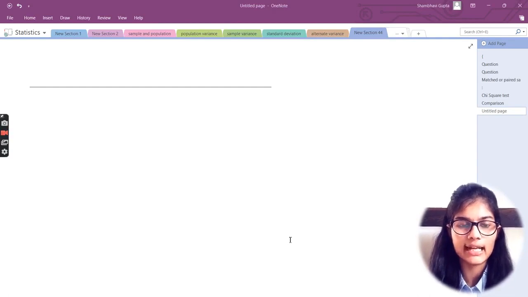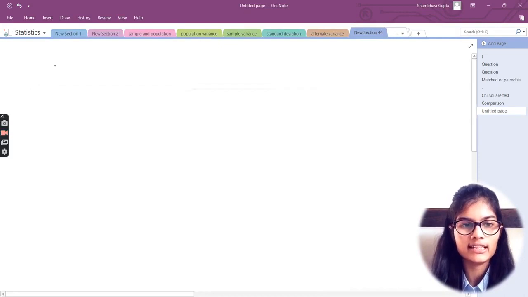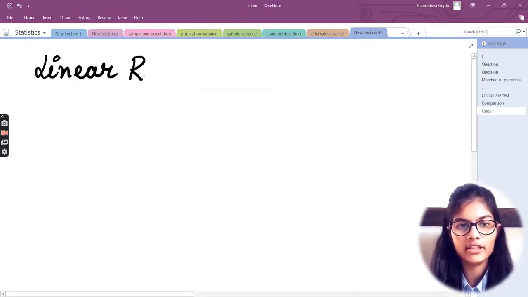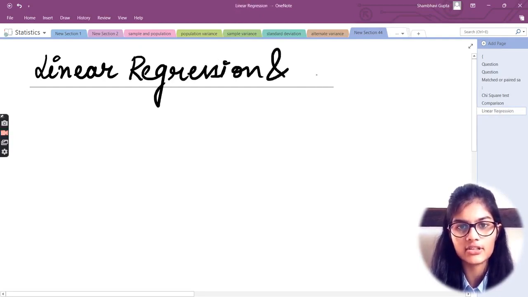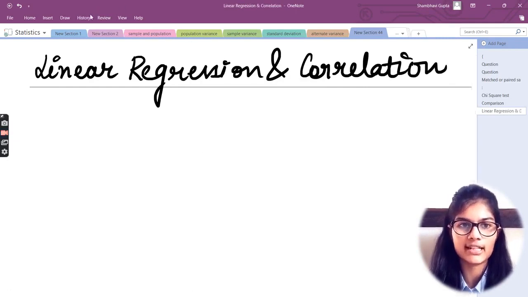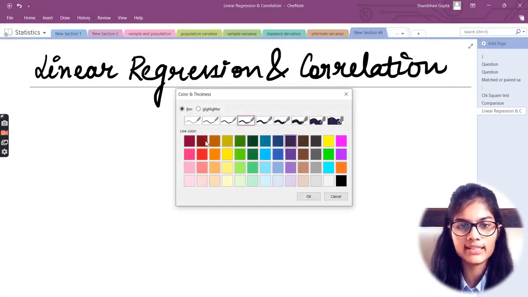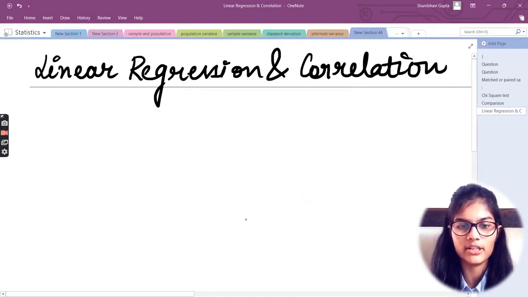About a new topic, and that's linear regression and correlation. Let me quickly put on some heading right here. After that, I will be discussing this topic. Okay, right here. So it goes, linear regression and correlation. This is the topic that I am going to follow up here.